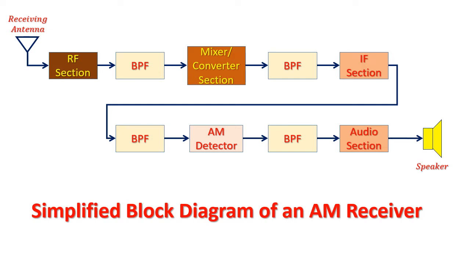Next, another bandpass filter. And then we have the IF section. Basically, what the IF section does is it amplifies and selects the frequencies. And then another bandpass filter, and then the AM detector. The AM detector demodulates the AM wave and converts it to the original information signal. And then another bandpass filter. And lastly, we have the audio section. The audio section just amplifies the recovered information before getting it to the speaker.